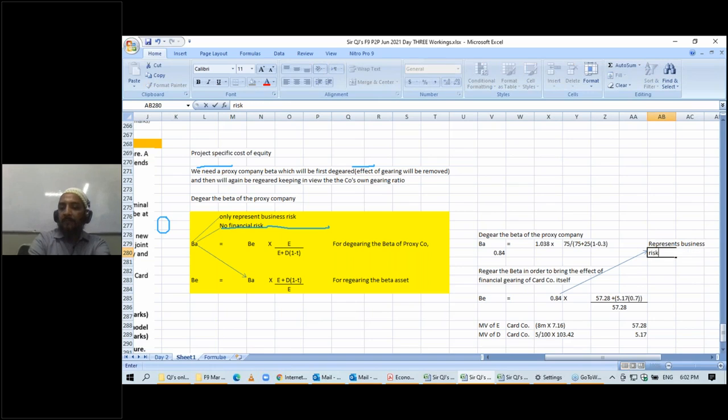So this was the way that we obtained a beta of a company which is present in the new industry in which we are going to invest in. Remove the financial risk from that, so you are left behind with the business risk only, which was relevant to you, and then put your own financial risk into it and add to it by using this BE formula.